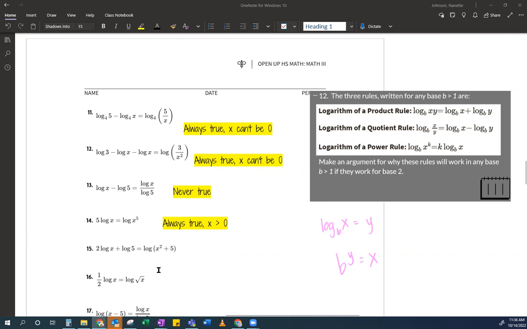Okay, so the reason why this didn't work: the 2 on the outside means x squared on the inside. I got that x squared. And this one was log base 5. But plus on the outside of the logs means what on the inside? Oh, it means times on the inside, Miss Johnson. So yeah, this one's never true.